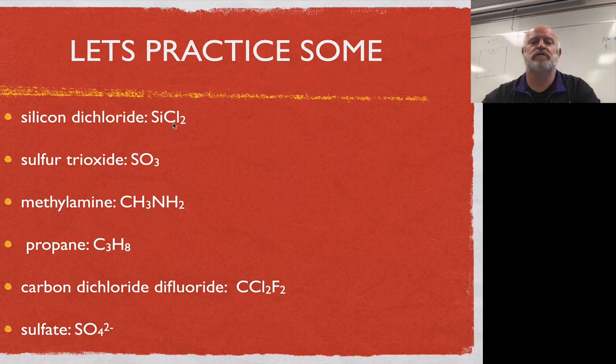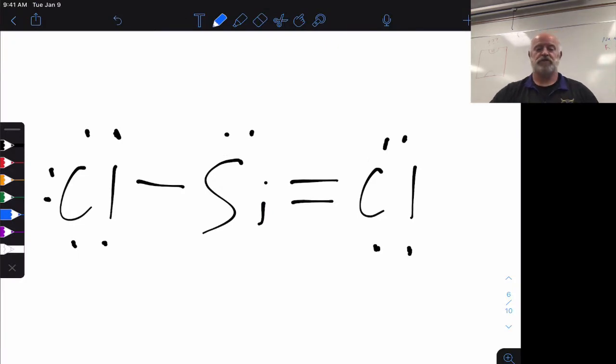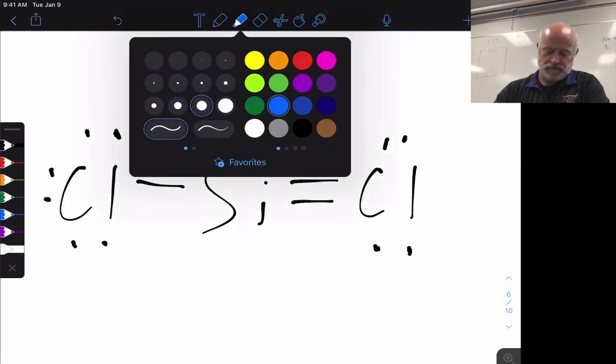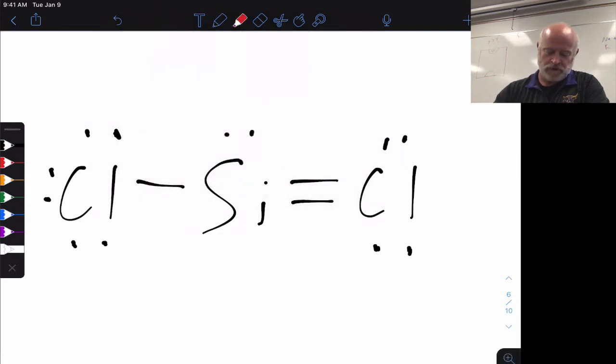So first one is silicon dichloride. Okay? So first thing with silicon dichloride, we need to have polar bonds. If we don't have polar bonds, we're probably not going to have a polar molecule unless we follow rule number 1. Rule number 1 says if I have unshared pairs of electrons on the center atom, it has to be polar. Okay? So the first thing I'm going to do here is I drew silicon dichloride, and I'm going to grab my highlighter tool, and I notice right away, there they are. I have an unshared pair of electrons sitting right here on my atom.